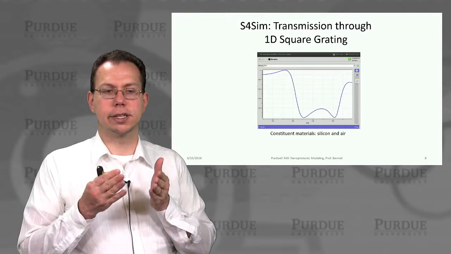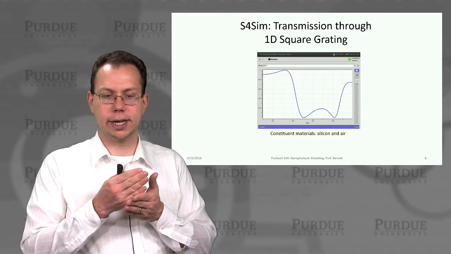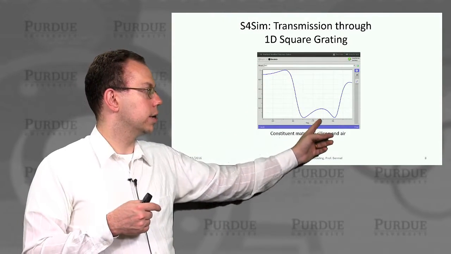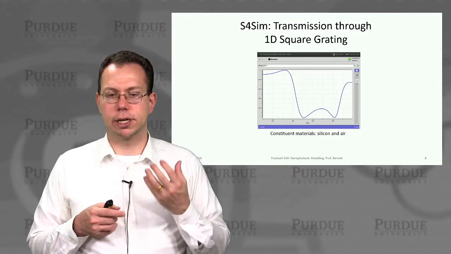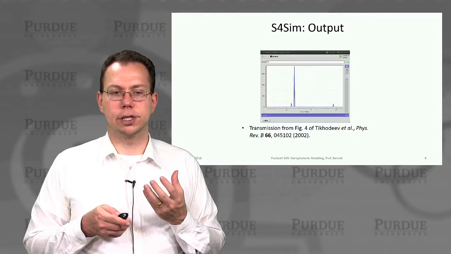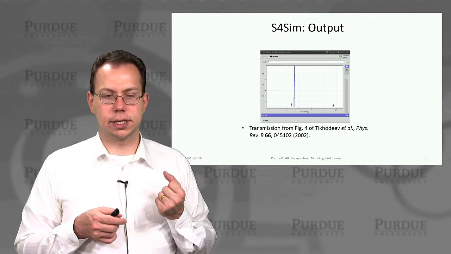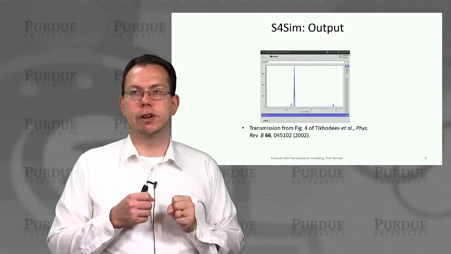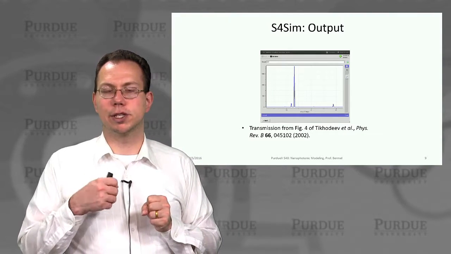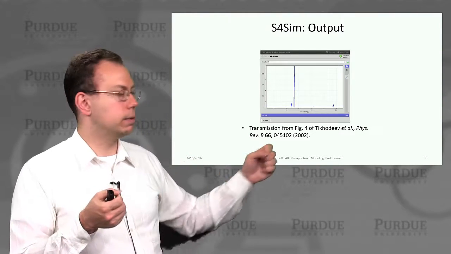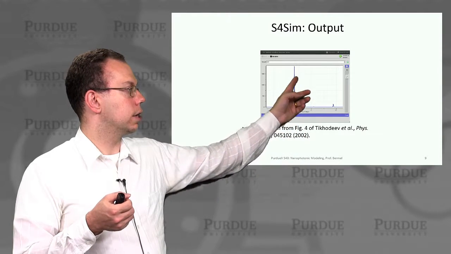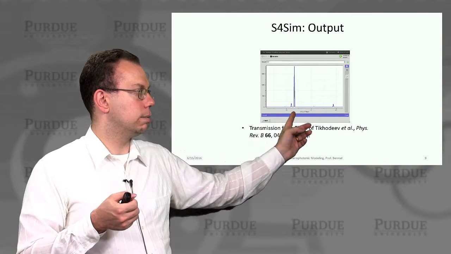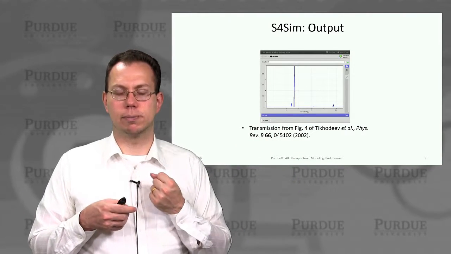If you have a slightly different kind of structure, which is a 1D square grating made out of silicon and air, then you can calculate the transmission. And this also has a pair of dips in transmission, which were also seen in previous literature. And then finally, there's this other structure that was in this Tikhodeev paper, one of the foundational papers establishing the S-matrix method with periodicity from 2002, and you get a good match with one of his graphs, figure number 4, which shows a very sharp transmission spike in this more complex structure.